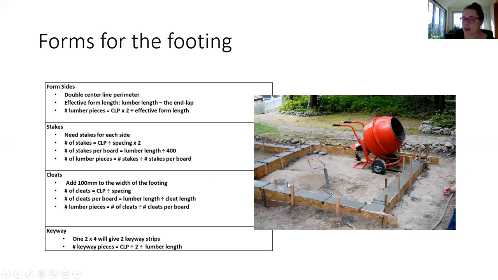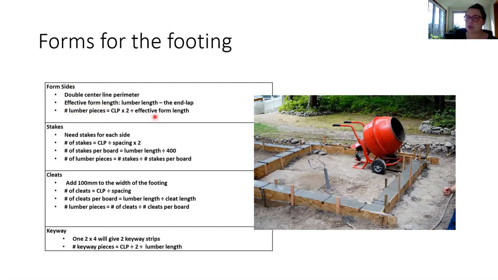So you have form sides. So on each side of your footing, you need wood. That wood is what holds the concrete in place. So that's our form sides. You'll notice the length of it is double the center line perimeter. That's really important. You need some inside and you need some outside. So for the total length of the amount of material you would need to do concrete, you're going to need double the perimeter, one for the inside perimeter, one for the outside perimeter.